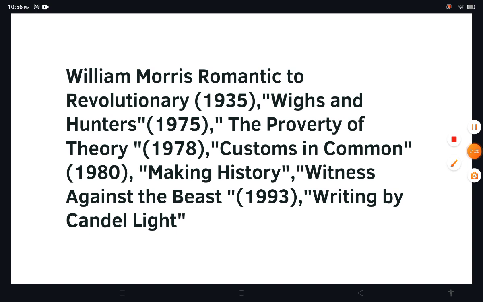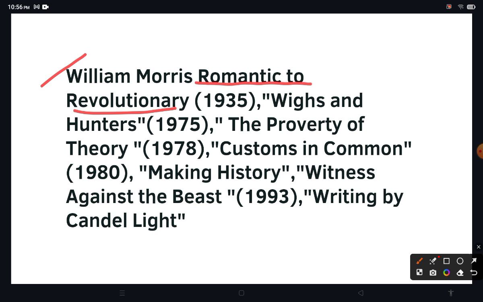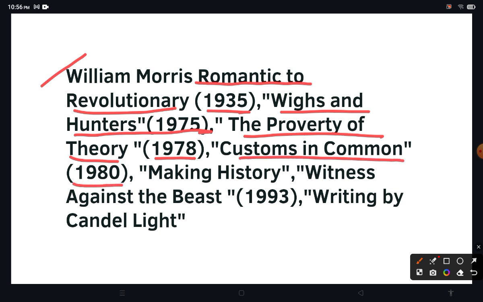Then his important works, you have to write them down also. William Morris, Romantic to Revolutionary, a biography of William Morris, published in 1935. Then Whigs and Hunters, published in 1975. The Poverty of Theory, published in 1978. Customs in Common, published in 1980. Making History, Witness Against the Beast, published in 1993, Writing by Candlelight. So these are his important works.